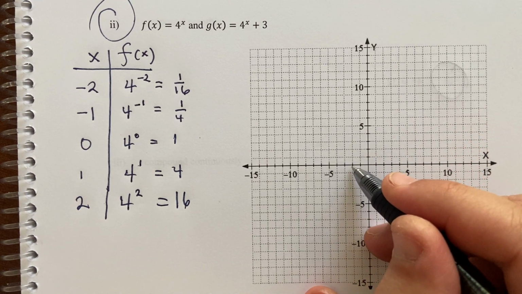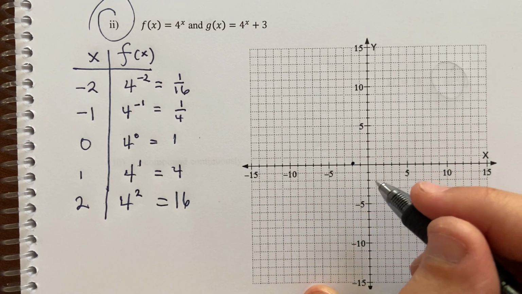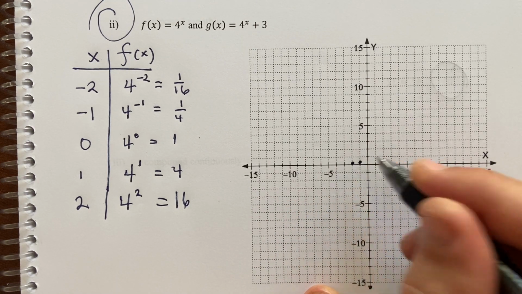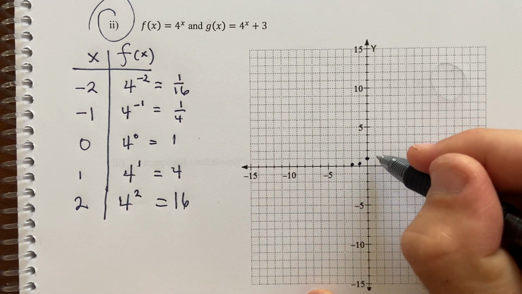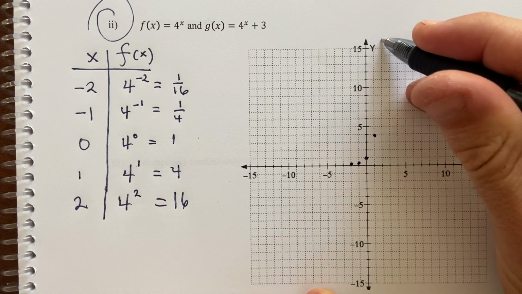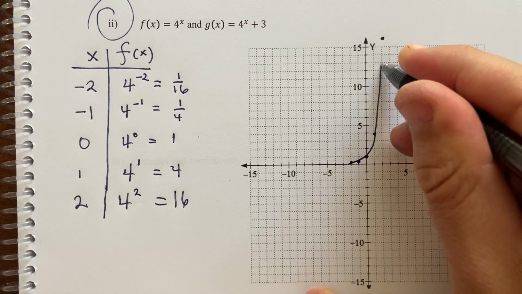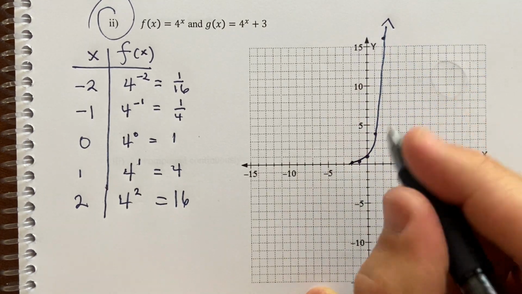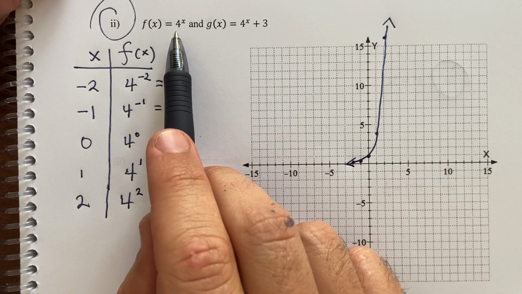So at -2, we had 1/16. I'm not going to be able to do better than that. -1, 1/4. Okay. 0, 1. 1, 4. And then 2, 16, it looks like I just need to estimate right about there. So here's exponential growth. And it's growing faster than our previous one because of this base being 4 instead of 3.